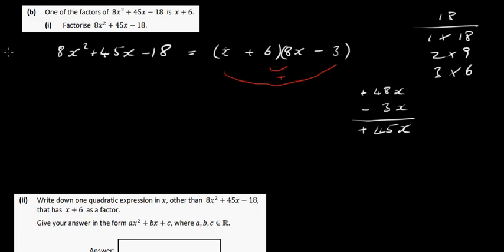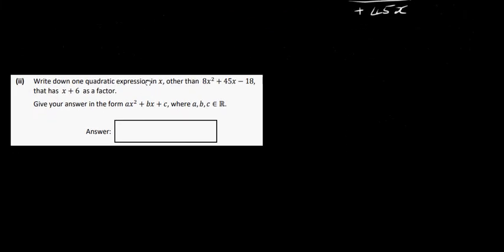Okay, so let's move on then. Write down one quadratic expression in x other than x squared plus 45x minus 18 that has x plus 6 as a factor. Well, there are a number of different answers to this. If x plus 6 is a factor, it's asking us to write down another quadratic expression. So you can pick anything really. Let's say x minus 5 for example.